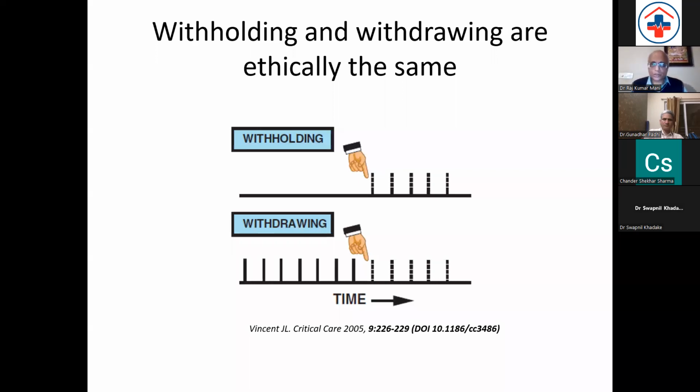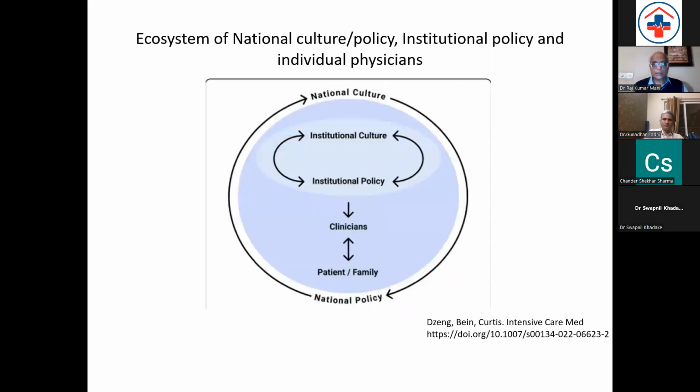Graphically, I can show you what withholding and withdrawal are. Withholding is not initiating an activity of life support and technology intervention. Withdrawing is once started, you interrupt, because it's no longer useful or no longer wanted by the patient or the patient's representatives. So you can see that end-of-life care practices vary across the world. It depends on the ecosystem of national culture, policy, institutional policy, and also individual families and physicians.